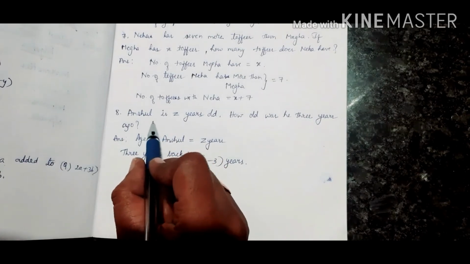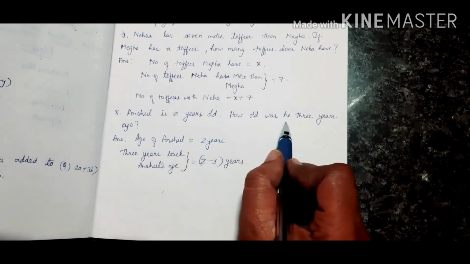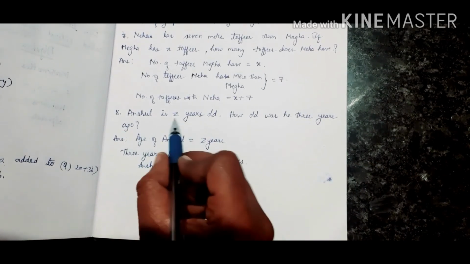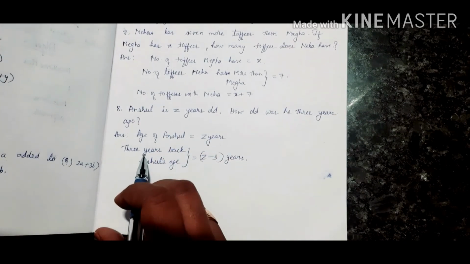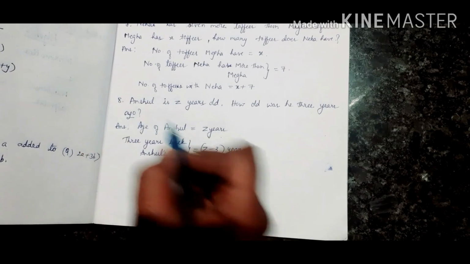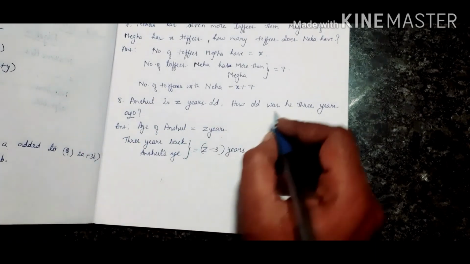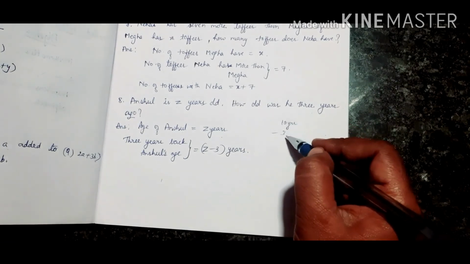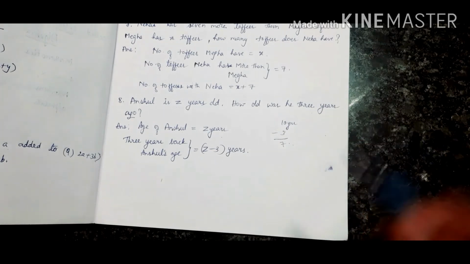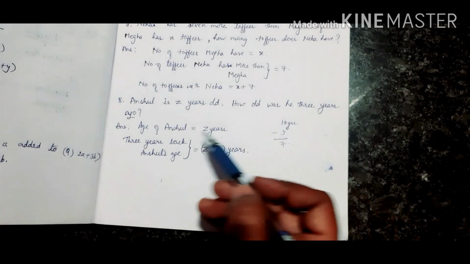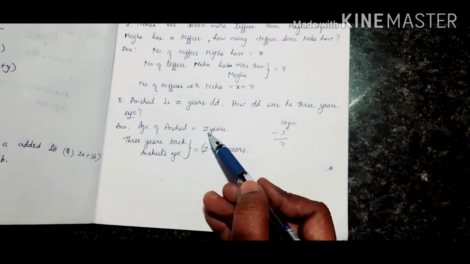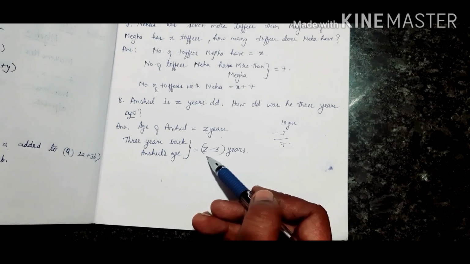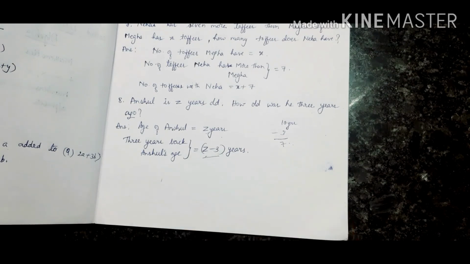Then the question is, Anshul is z years old. How old was he 3 years ago? Let the age of Anshul be equal to z years, which is given. Then 3 years back, 3 years ago means 3 years back, his age will be. Suppose Anshul is 10 years now. 3 years back means what do we do? We subtract 10 minus 3, which will be 7 years. But here you are given Anshul's age now is z years. So 3 years back means we need to subtract 3 from z. Therefore, the expression will be z minus 3.